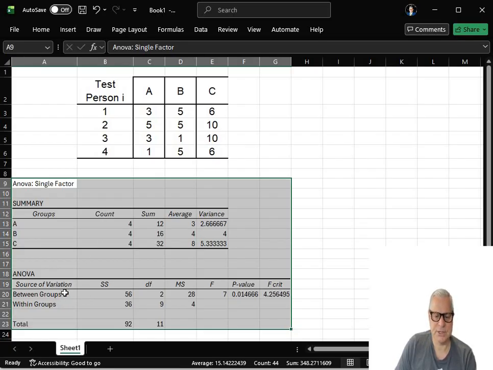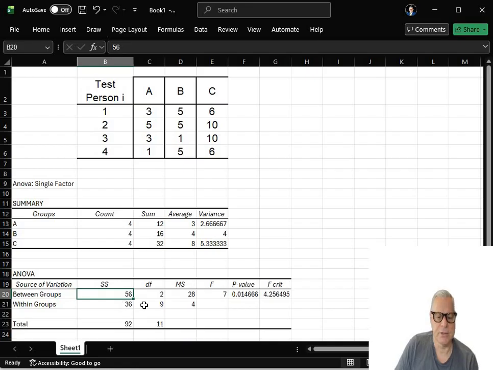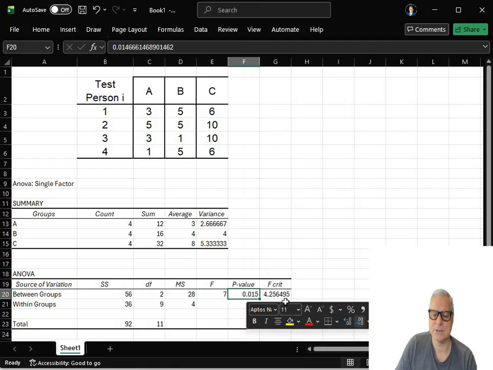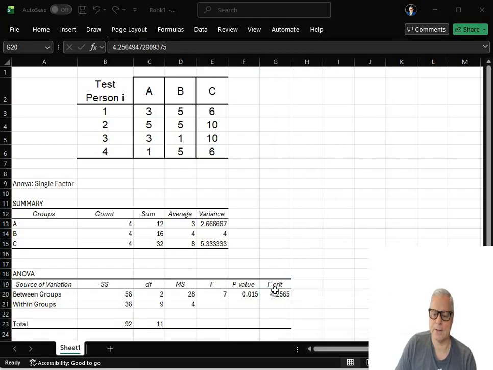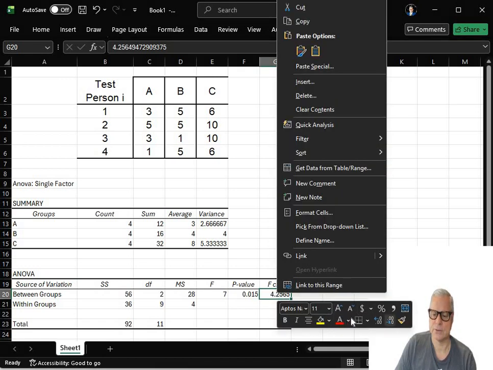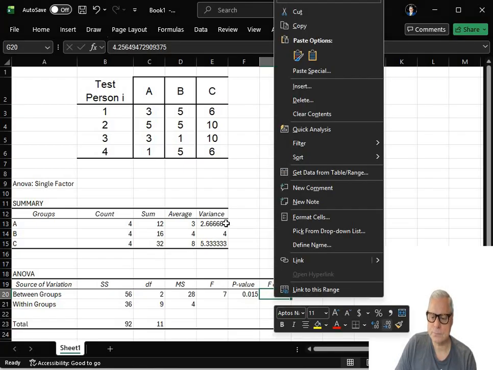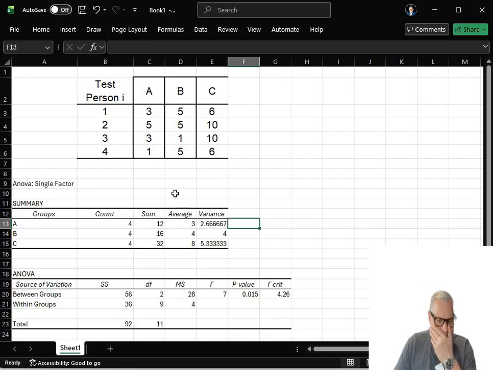And then at the bottom you see the source of the variation. So we have the between group sum of squares of 56, the 36, the within group, the total 92, degrees of freedom 2 and 9, the mean sum of squares 28 and 4, the F statistic, and the p-value is 0.014, and if we round it, it's 0.05, and the F critical is also the same that we got, 4.26.